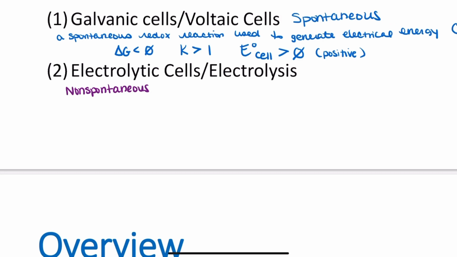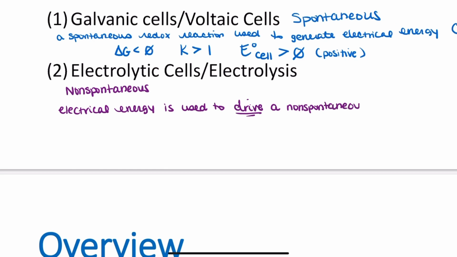In this case, electrical energy is used to drive a non-spontaneous reaction. Example, your cell phone battery. You've used your phone all day long. The battery is now really low. You plug it in. It's now charging your battery. The battery does not charge on its own, right? It's not a spontaneous process.